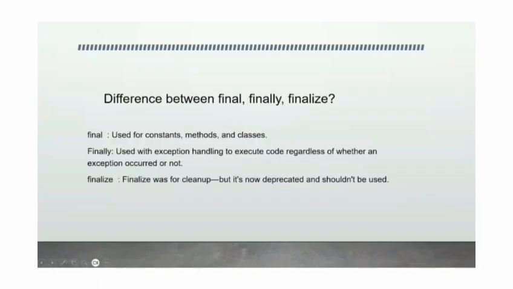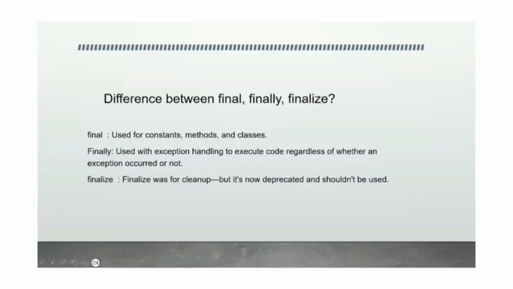Our next question is the difference between final, finally, and finalize. This is the most widely asked question in interviews. Final is a keyword which is used with classes, methods, and variables. If you use the final keyword with a class, that class cannot be inherited. With a variable, it cannot be reassigned. With a method, it cannot be overridden.